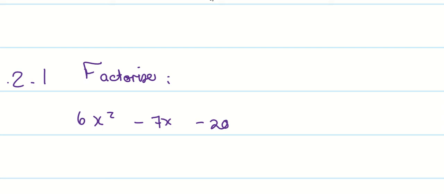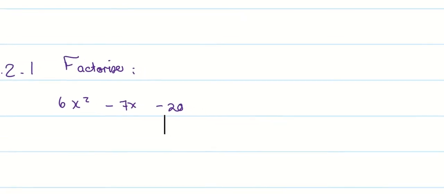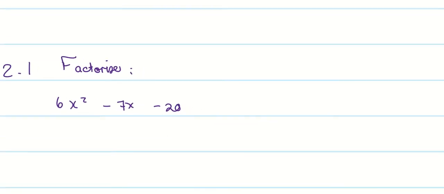Alright, so we are given the problem and the instruction tells us to factorize. We are given 6x squared minus 7x minus 20. So in order to see if this thing can factorize, I'm going to use delta. Here in my left and my right hand margin, I'm going to determine delta, and the formula for delta is b squared minus 4ac.